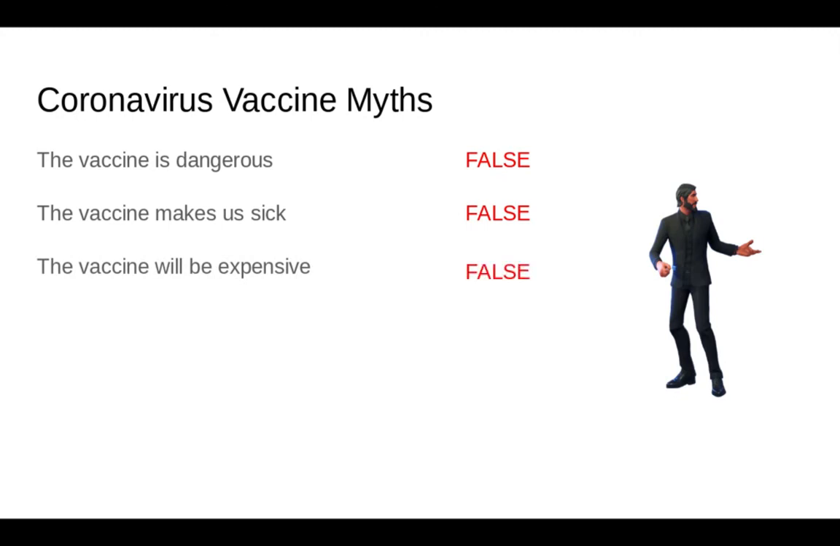The vaccine will be expensive. Again, this is false. The World Health Organization have been working with Oxford University, and they're trying to set a limit of $3 per vaccine. In Mexico, they have already announced that the vaccine will be free for everybody.